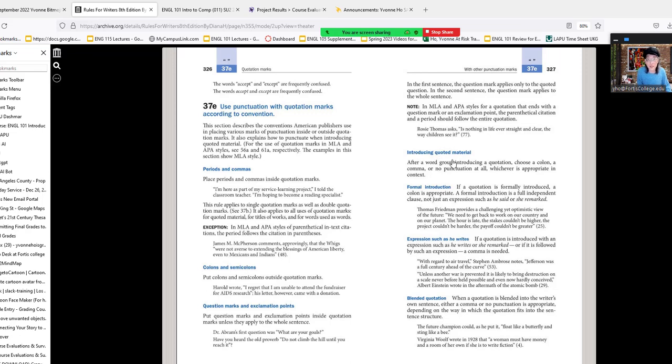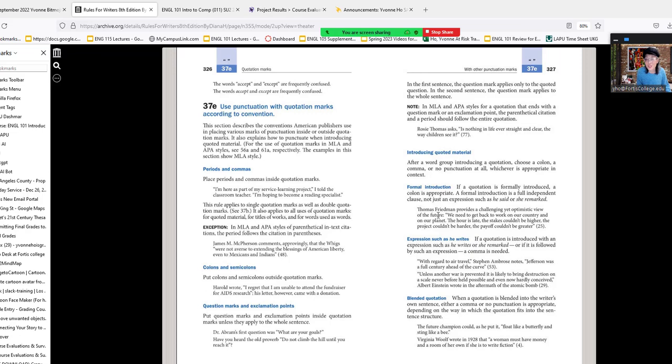Introducing quoted material. After a word group introducing a quotation, choose a colon, comma, or no punctuation at all, whichever is appropriate in context. If a quotation is formally introduced, a colon is appropriate. A formal introduction is a full independent clause, not just an expression such as he said or she remarked. Thomas Friedman provides a challenging yet optimistic view of the future: Here you have a formal introduction, then you put in the colon. Then you have whatever it is.